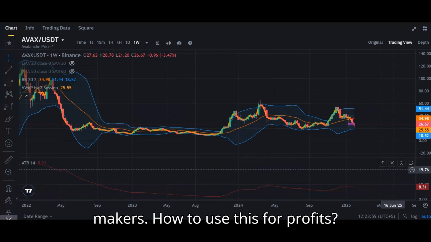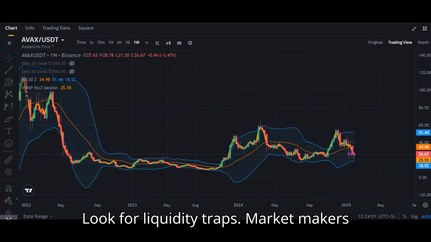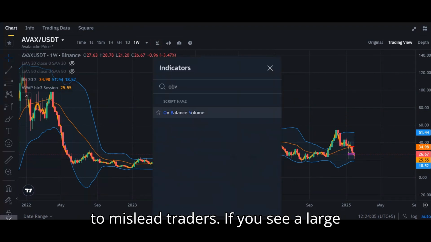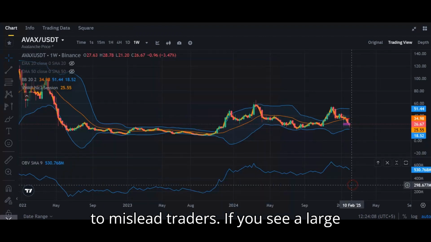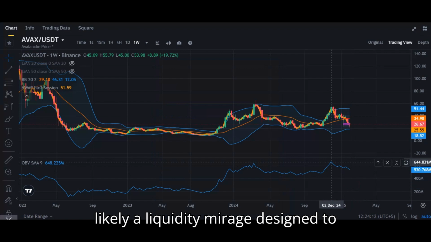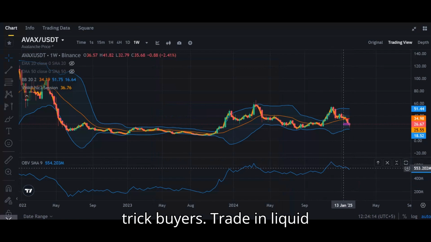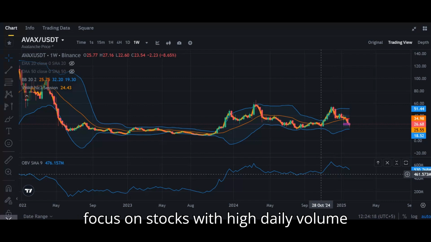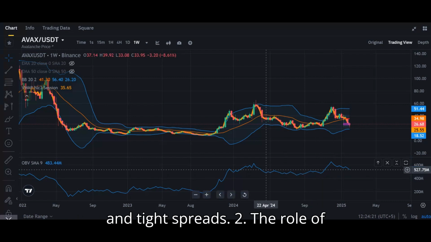How to use this for profits? Look for liquidity traps. Market makers often stack fake orders in the order book to mislead traders. If you see a large bid that suddenly disappears, it was likely a liquidity mirage designed to trick buyers. Trade in liquid markets. To avoid unnecessary slippage, focus on stocks with high daily volume and tight spreads.